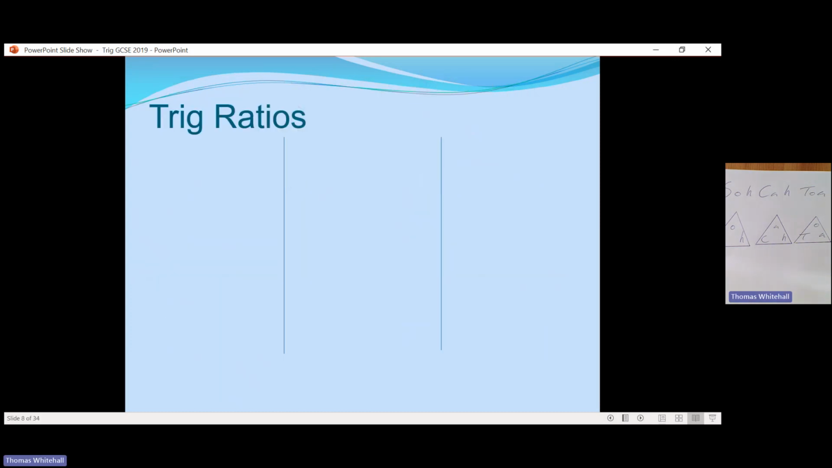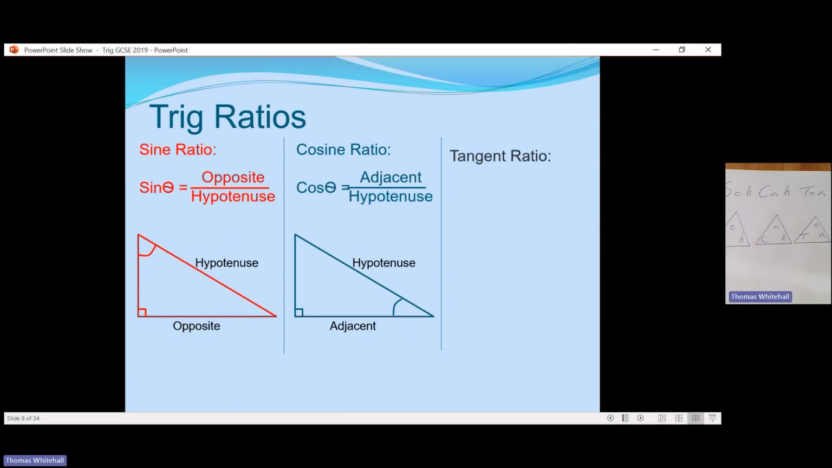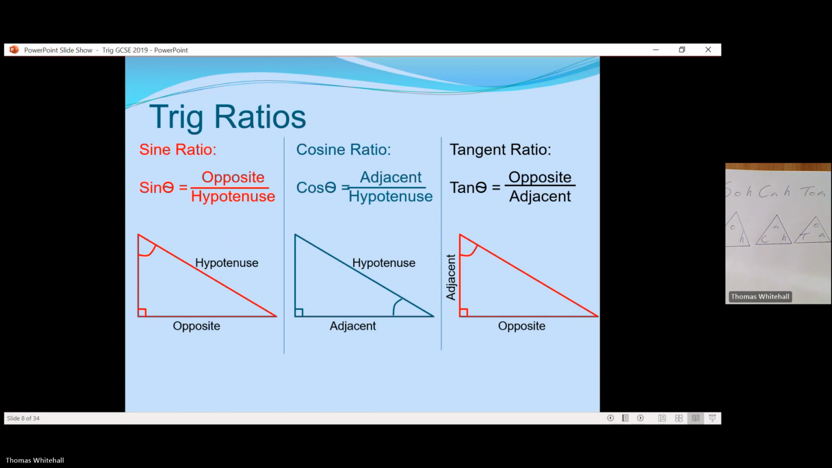So we're going to be dealing with the three main ratios. Okay. The sine ratio. Then we've got the cosine ratio and the tangent ratio. Okay. And it's all well and good writing them out like that, but I find it doesn't really help us because when we see SOHCAHTOA, we remember SOHCAHTOA, but it doesn't help us fantastically on that.